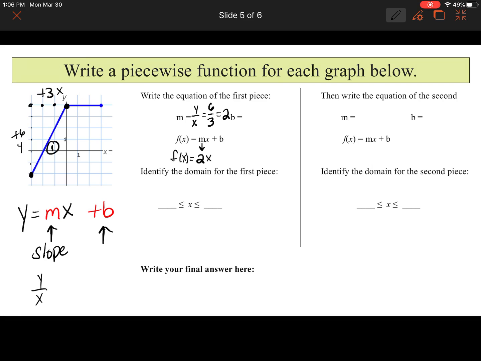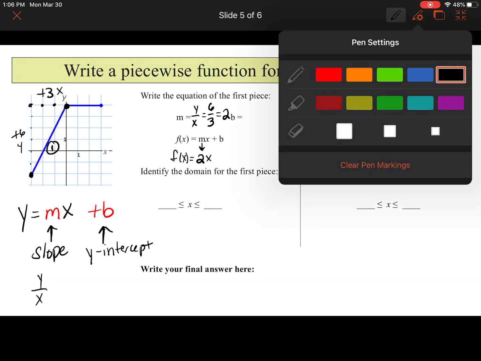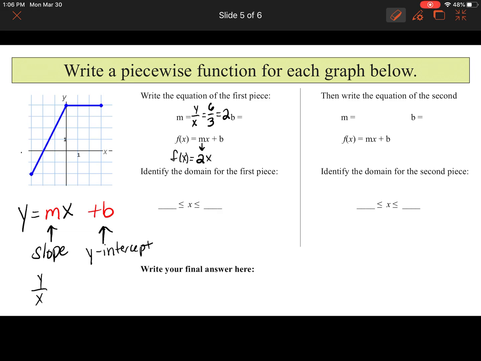Now I need my plus b. I need my final piece here. B is my y-intercept, where it crosses the y-axis. So if I look at this again, I'm going to erase some things here, and I look at where it crosses the y-axis. Well, this line crosses the y-axis right here. y equals 1, 2, 3, 4. So my b is going to be 4. So now I fill in my b, plus 4. That's my equation for this line.